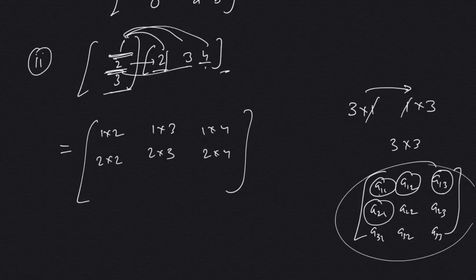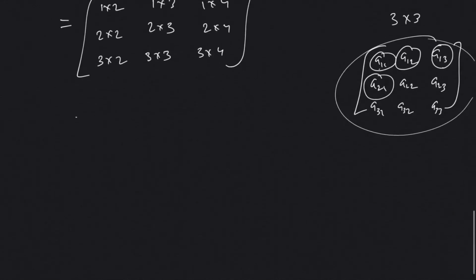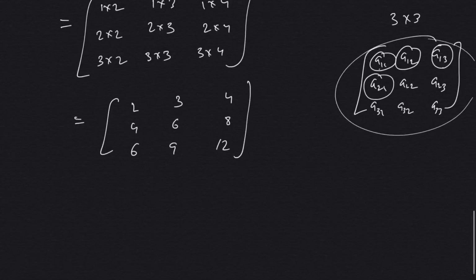Next, third row, first column. Next, third row, second column. Next, third row, third column. So that will be 2, 3, 4, 4, 6, 8, 6, 9, 12. So this is our resultant matrix of order 3 by 3.